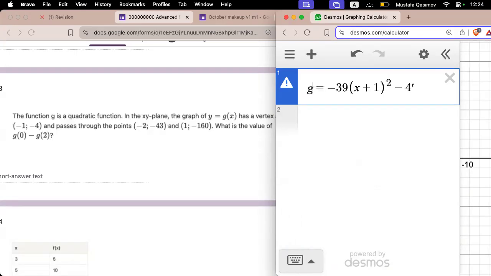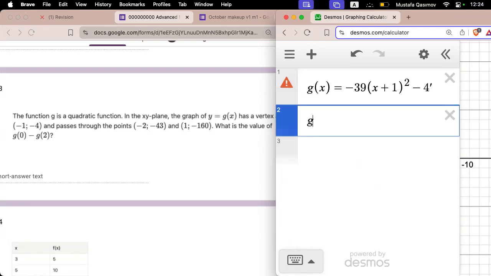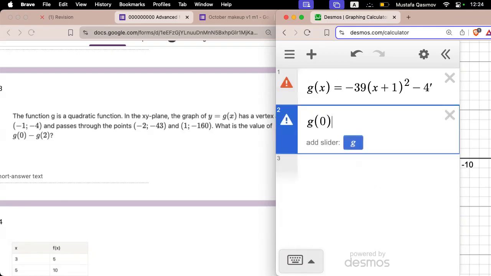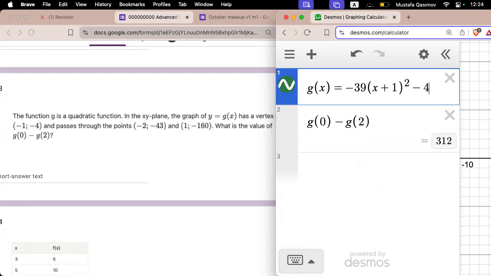Then you have to write here q of x, and you have to write here q of 0 minus q of 2. You will also get answer, but it will be longer. If you are fast at keyboard, you can use table. It will take less than 30 seconds.